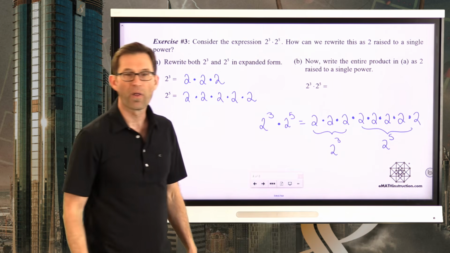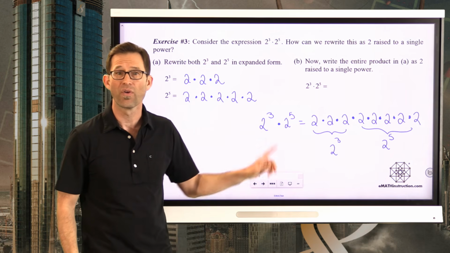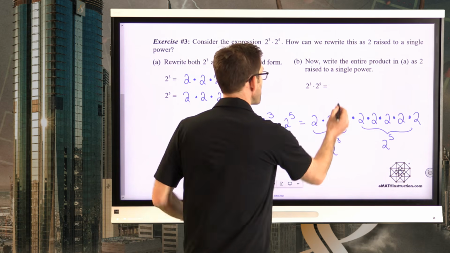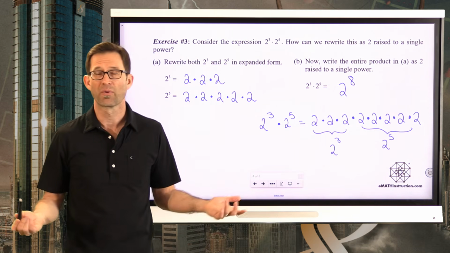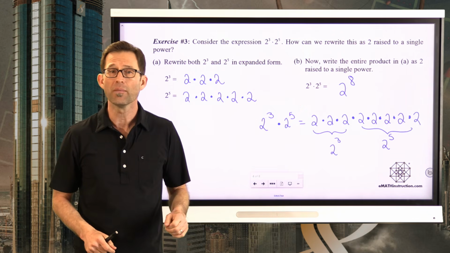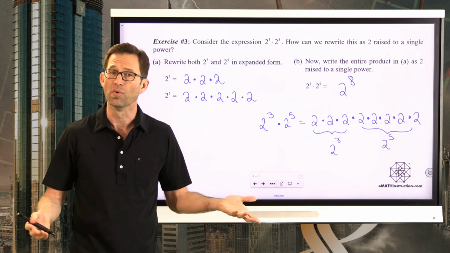And so when I multiply 2 to the 3rd times 2 to the 5th, I get 2 to the 1, 2, 3, 4, 5, 6, 7, 8. And that is no great surprise, right? Because if I have 2 to the 3rd times 2 to the 5th, it really means I have 8 2's multiplying each other. So I have 2 to the 8th.